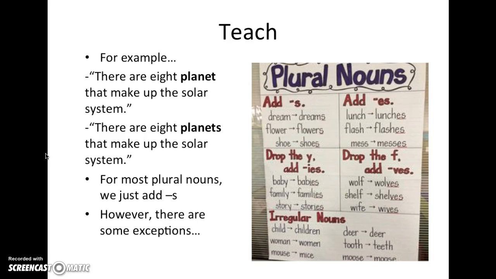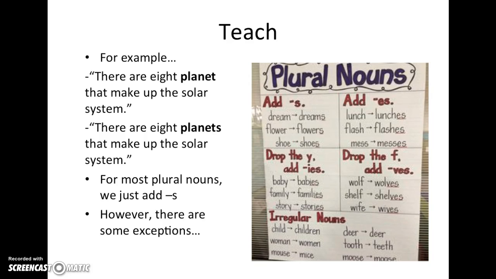So why does this matter? Well, for example, in my draft booklet, if I had a sentence that said, there are 8 planet that make up the solar system, that wouldn't make sense to my reader. I had to say there are 8 planets that make up the solar system. So plural nouns are important because it helps our writing make sense to the reader, and we want to make sure that our plural nouns are written correctly so that our writing is easier for our reader to understand.